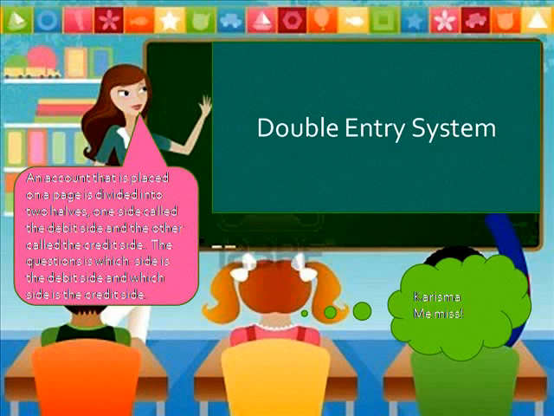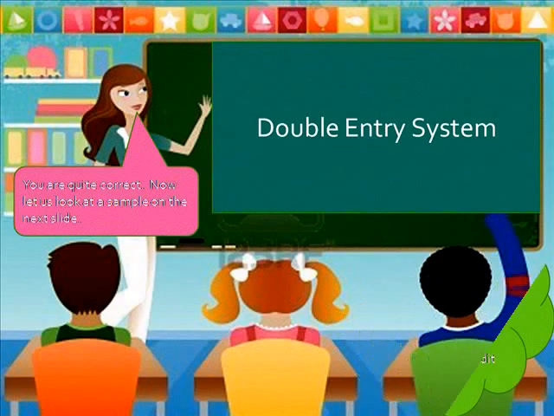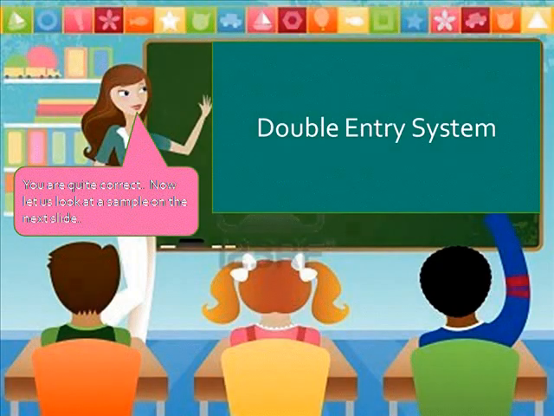Me, miss. Go ahead, Charisma, tell us the answer. Miss, the debit side is the left hand side of the account in the double entry and the right hand side of an account is the credit side. You are quite correct. Now let us look at a sample on the next slide.